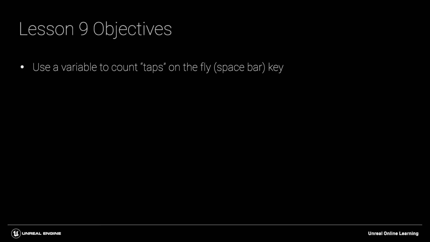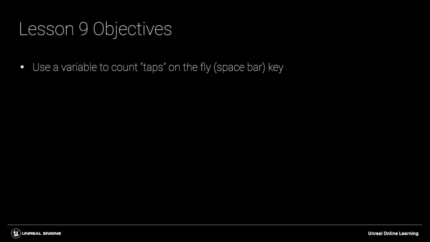It's desirable to have a flying mode for the player. We'll accomplish this by writing code to toggle the flying mode and an axis input to move up and down while flying. It's also nice to have some kind of feedback, such as sound, when you're adding or removing blocks. Our objectives for this module are to use a variable to count the number of taps to start flying.